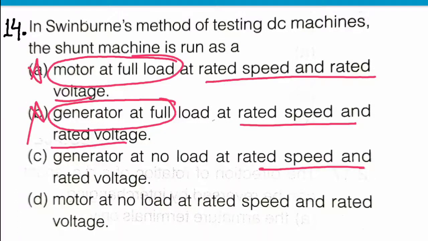So this is generally operated as a motor at no load at rated speed and rated voltage, because here rated speed is given. Option D is the correct answer. For which is Swinburne's method used? For calculation of the efficiency of that DC shunt motor.